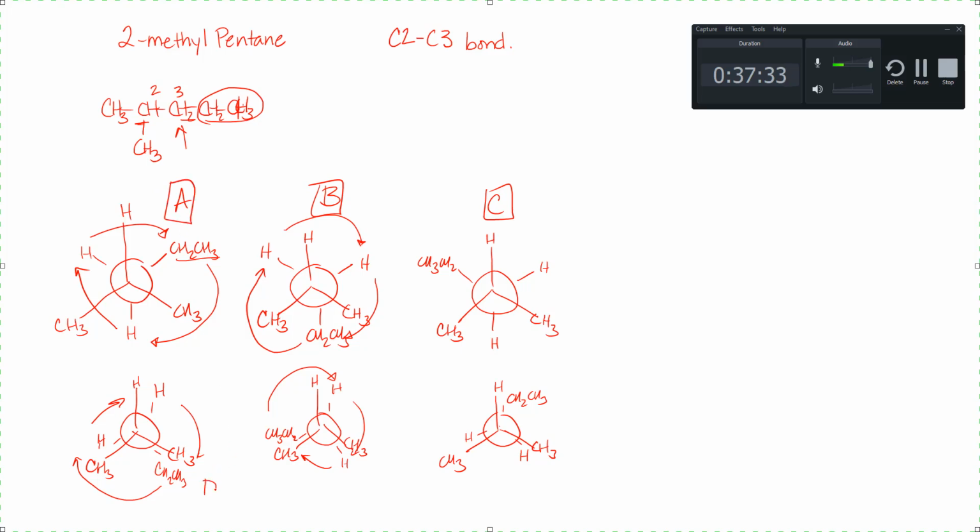This is going to be D, this is going to be E, and this is going to be F. Okay. So at this point, now let's go through and analyze these and rank them from most stable down to least stable.